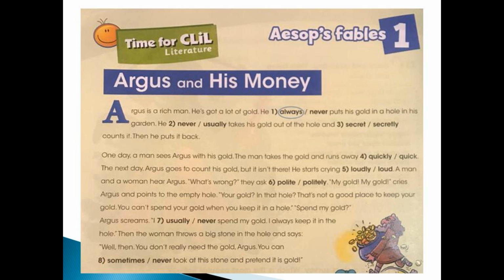One day, a man sees Argus with his gold. The man takes the gold and runs away quickly. The next day, Argus goes to count his gold, but it isn't there. He starts crying loudly.